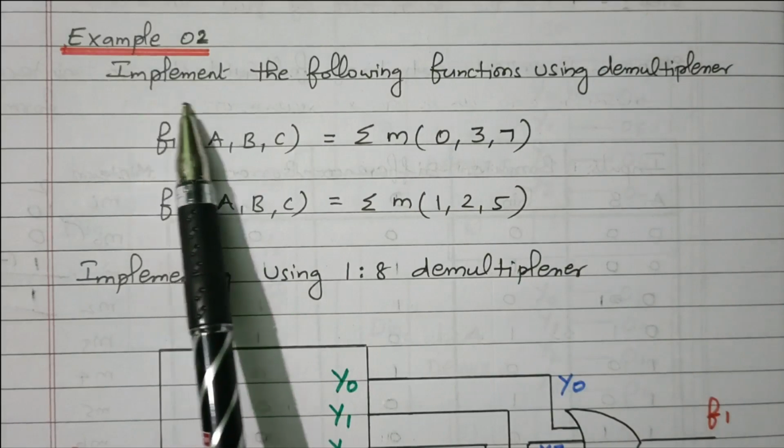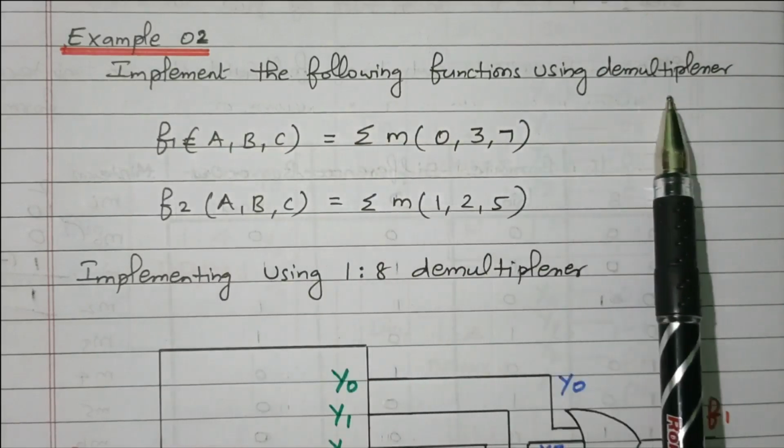In this video, we'll see the implementation of a Boolean function using the demultiplexer, Example 2.